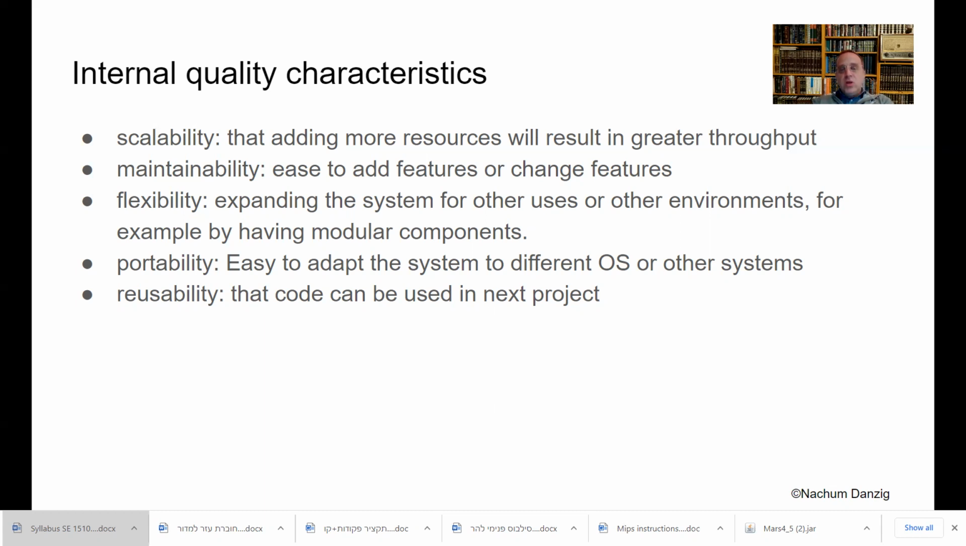Portability means that you can use it on different operating systems. In other words, it doesn't use features that only exist on a certain operating system, but I can change a few lines here and there, and now it'll work on a Macintosh. Reusability is similar to flexibility, that code can be used in the next project. In other words, I have the ability to reuse some of the software for this project for some other project.